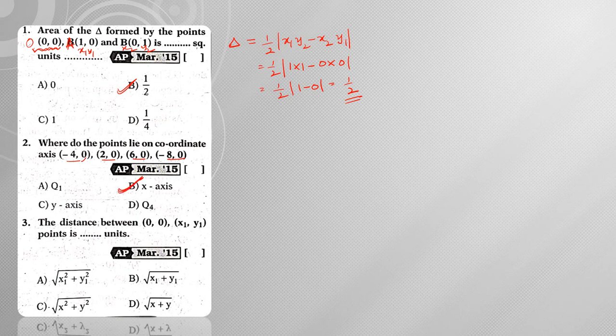Next, the distance between 0, 0 and x1, y1. When one of the points is the origin, the distance from the origin is simply given by square root of x1 square plus y1 square. You can apply the general formula, and by that also we are going to get the same answer, right?